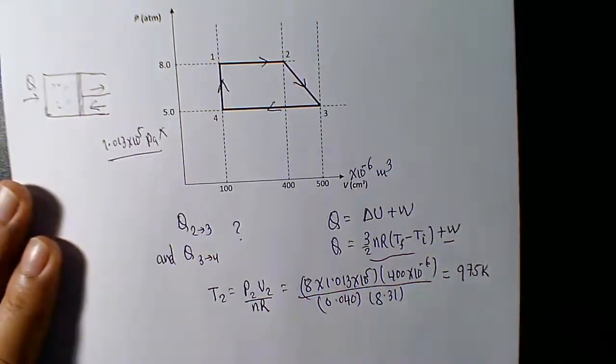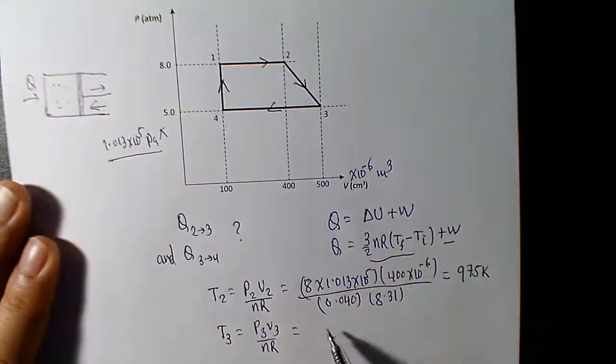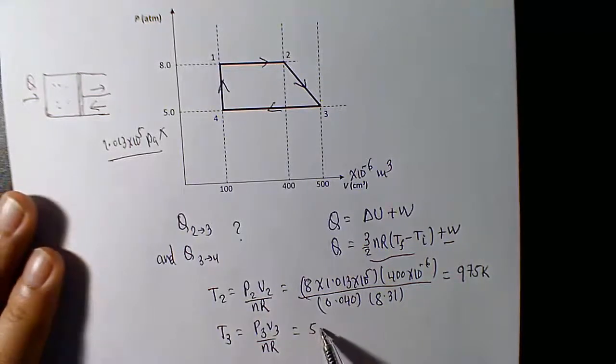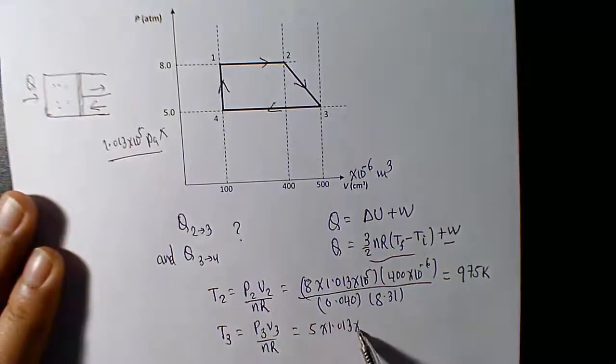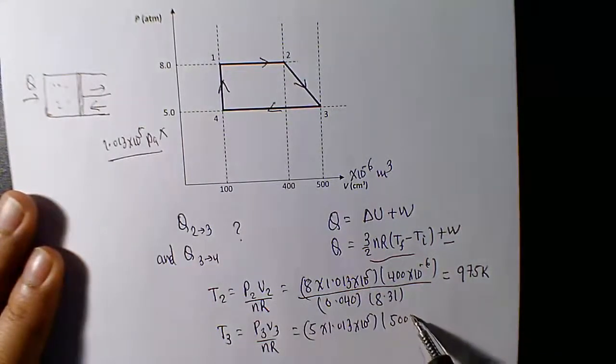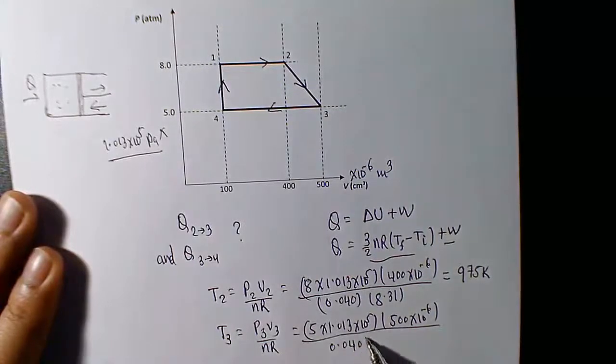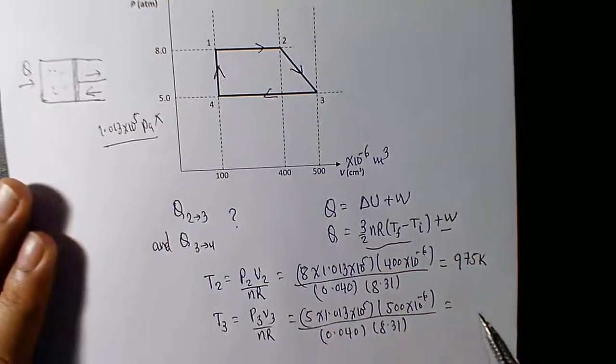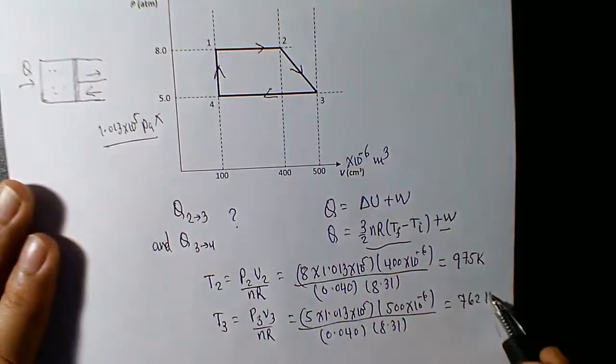Okay, so first find the temperature at 2, and if you do that, it will be 975 Kelvin. Similarly, we're going to need the temperature at 3, which is P3 V3 over nR, and P at 3 is 1.013 times 10 to the power 5. Volume at 3 is 500 times 10 to the power -6, divided by 0.04 times 8.31, and T3 is 762 Kelvin.